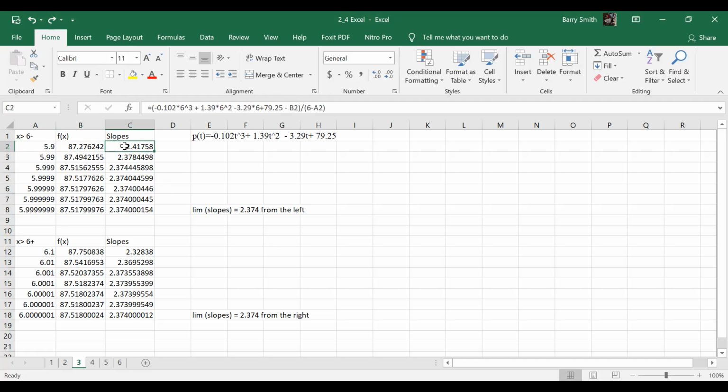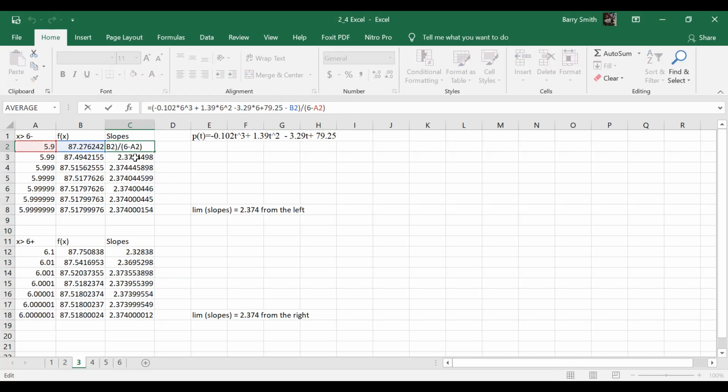Now the slope, remember, is just the f of x, but using the actual value we're looking at, 6. So we have the same thing, but now it's at 6, and then 6, and 6. And then we can just subtract off that B2 because that's what f of x is. And then we're dividing by our 6 minus our A2, which is one digit to the left. And so that's going to be that.